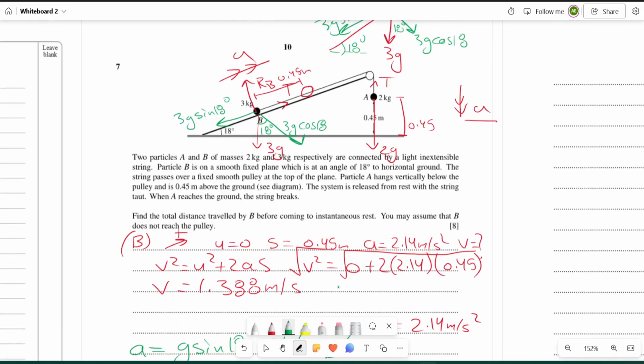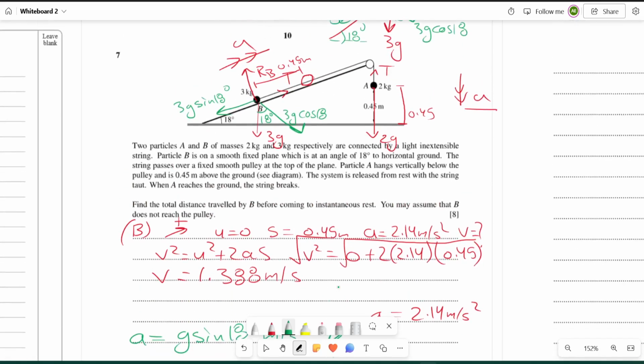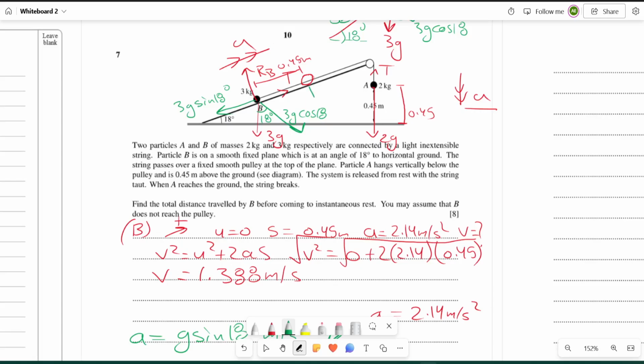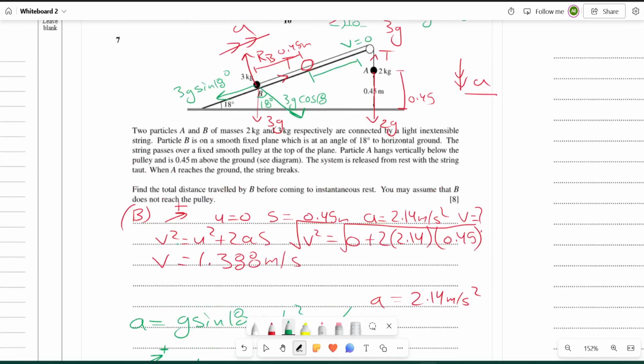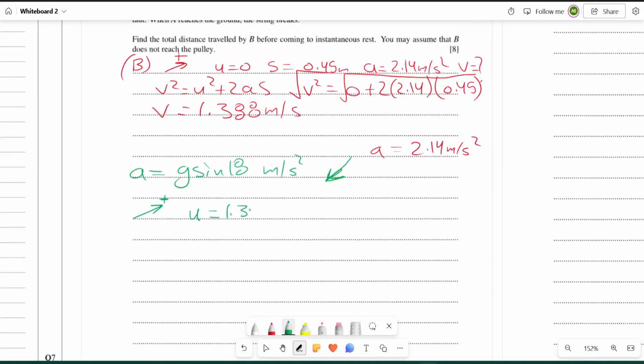Now I can find the distance it will take for B to move until it reaches an instantaneous stop, which means a velocity of 0. So again, kinematics. Let me this time take up the slope as positive. So my U is going to be my previous velocity, which is 1.388, and it's going to be positive 1.388, because that's the velocity that B is moving with at this instant.